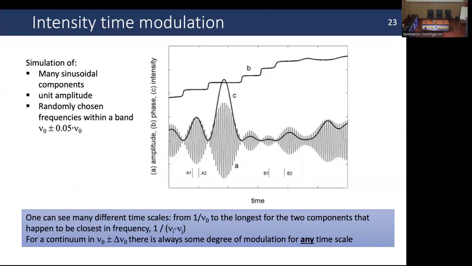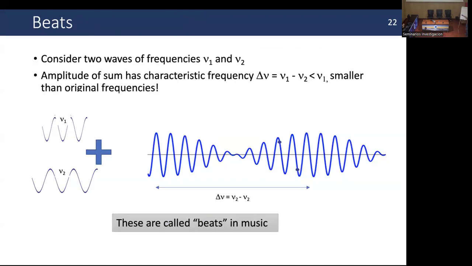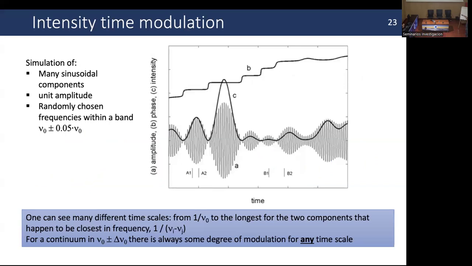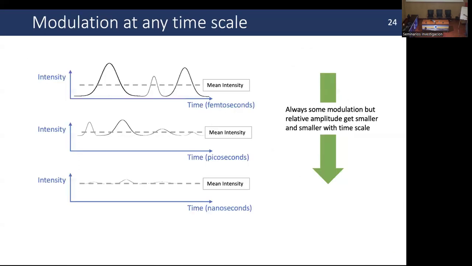Okay, and you consider many sinusoidal components. So not only nu1 and nu2, but several: nu1, nu2, nu3, and so on, randomly. Okay, with random amplitudes, you get a pattern that looks like this in time. Okay, so you get these kind of oscillations. Sometimes they are small, sometimes they are large, and they happen at all scales. So even at longer time scales, you also get these kind of oscillations that come from the interference of different waves, different wavelengths. Okay, so there's always some kind of modulation for any time scale.